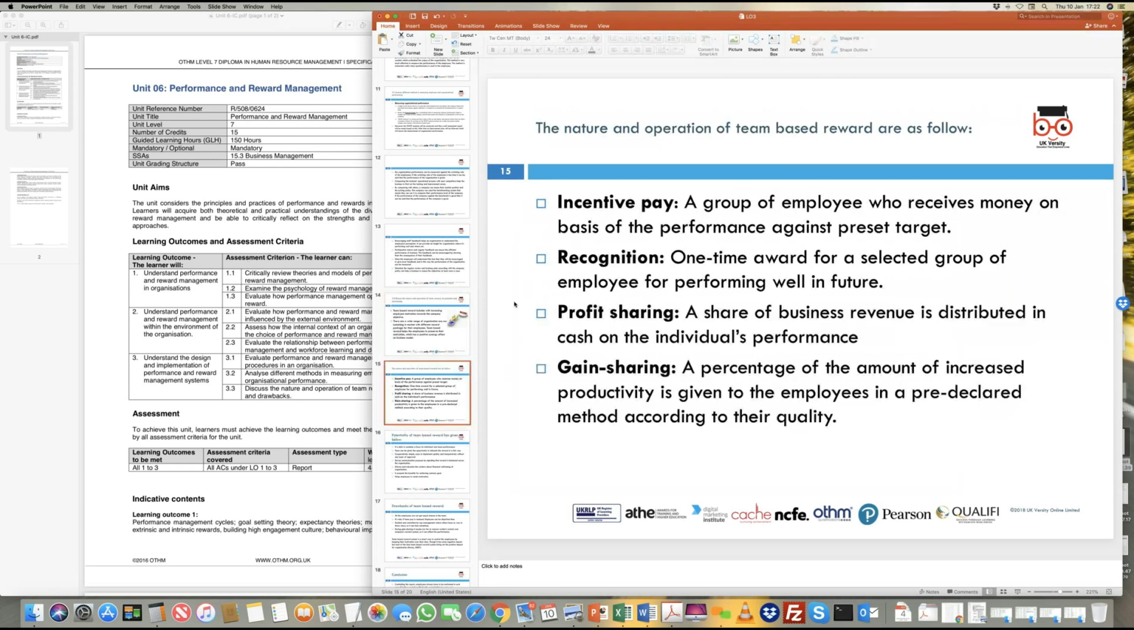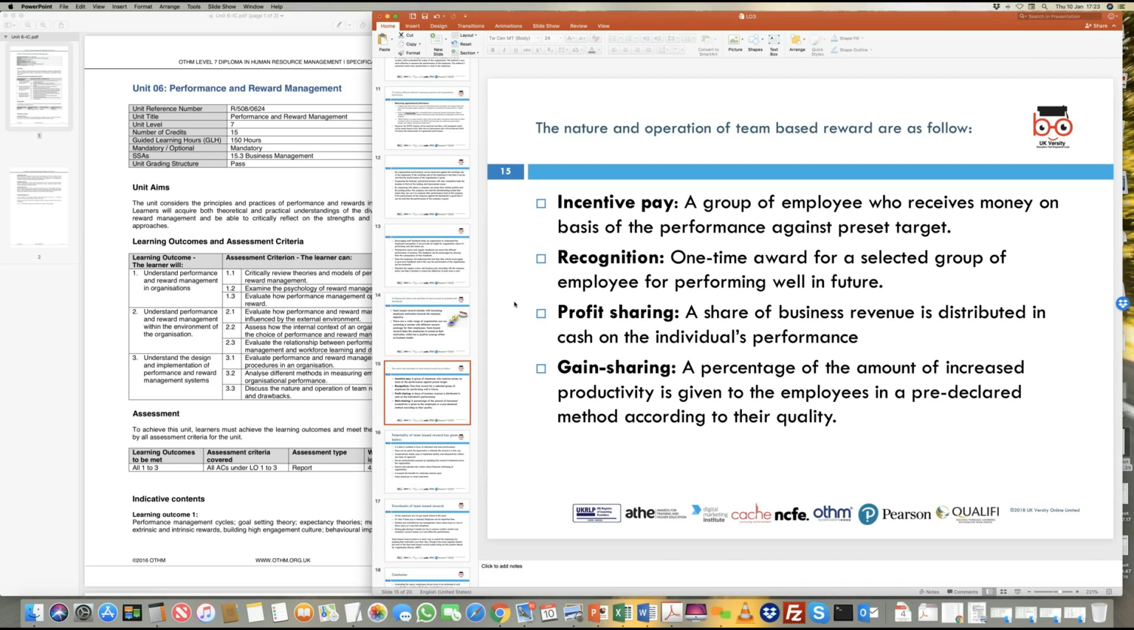Now, what we want to understand is when we look at team-based reward systems or team-based targets being given, there are systems that the HR manager has to design that address the team-based achievements. Some of them could be incentive pay, recognition, profit sharing, or gain sharing. That means if you get more revenue, you get a bit more percentage in terms of the payout that you get as incentive.